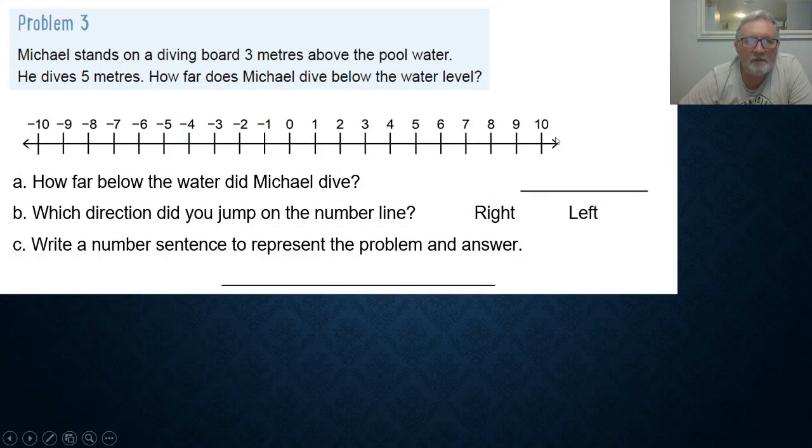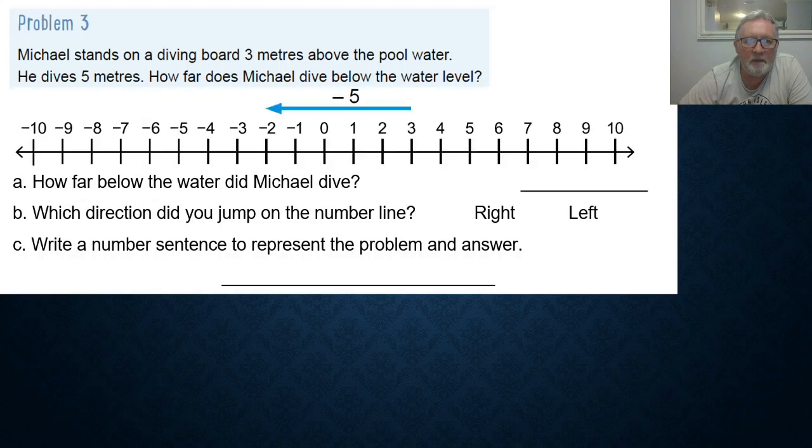Michael stands on a diving board 3 meters above the pool water. He dives 5 meters. How far does Michael dive below the water level? Use the number sentence and answer those questions. Pause the video and see how you go. All right, let's see how we solved this problem.